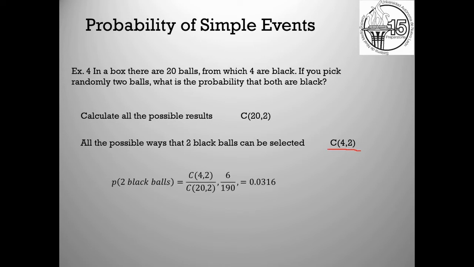So the probability of getting 2 black balls will be the combination 4 with 2, that is the 4 black balls, all the possible groups that we can form with 2 balls, over 20, a combination of 20 with 2, there is all the groups that can be formed with 2 balls. That will be 6 over 190, and we have the result, 0.0316.